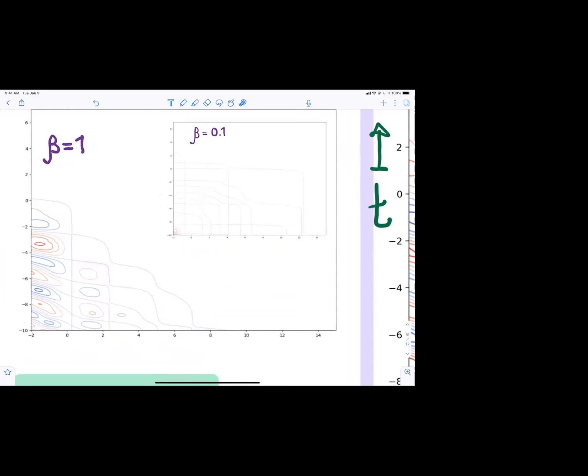I had no reason to expect the boxiness. This is just something observed purely in simulation. If you take beta to 0.1, you can see the boxiness seems to be real. It's really getting super boxy. And presumably that means there's a nice limit when beta goes to 0 of the level lines.